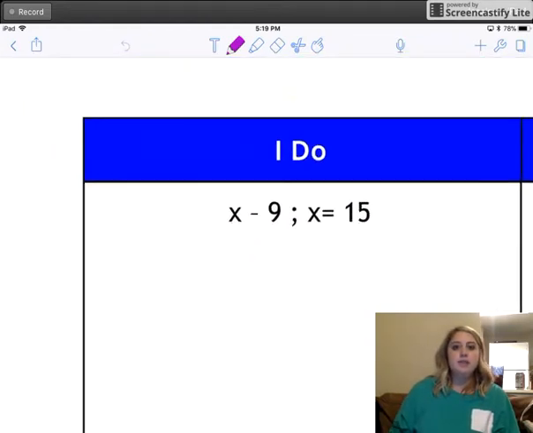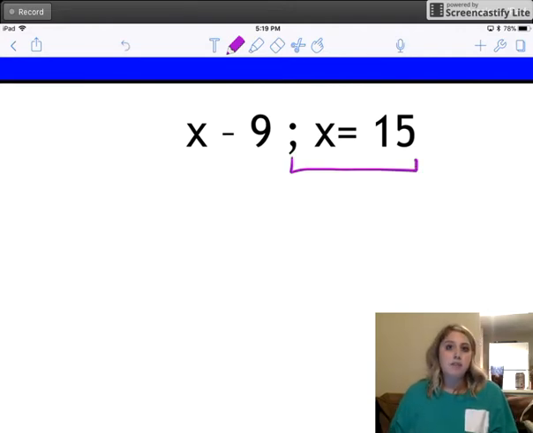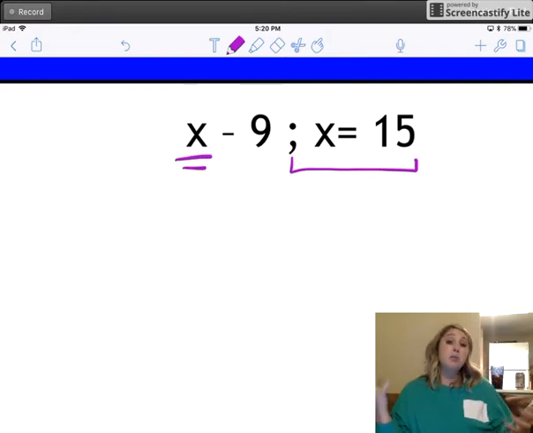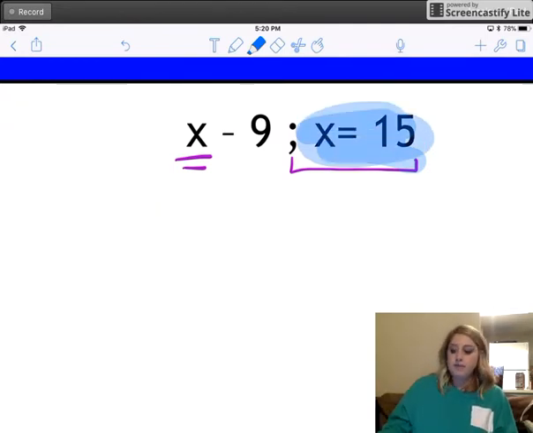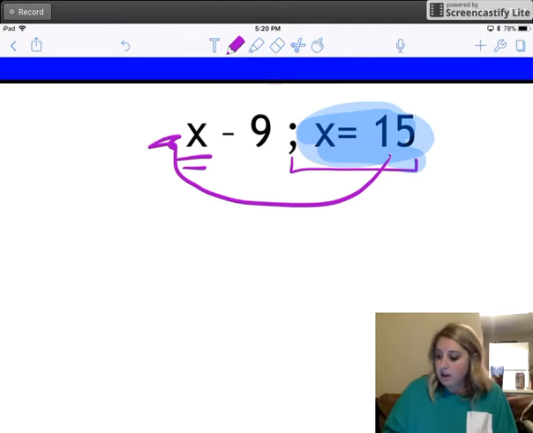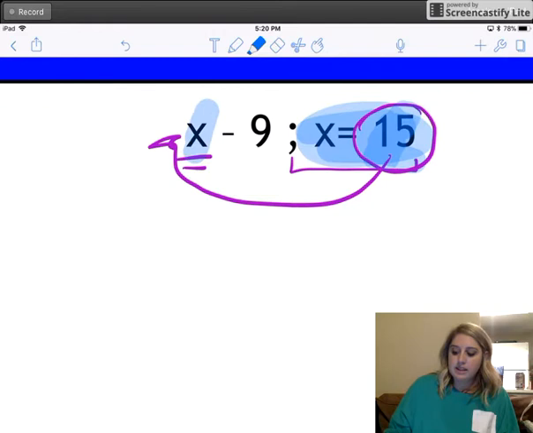It says I do, and it has x minus 9, and then it has this semicolon x equals 15. So basically what this is saying is before I just gave you a variable and I said we don't know what x is. It's unknown, I'm uncertain. Well, now I'm saying let's pretend it's 15. So we're going to use this variable, x equals 15, and plug it in for where x is. Instead of this saying x minus 9, we're going to say, oh, x is 15, so let's plug this into here.